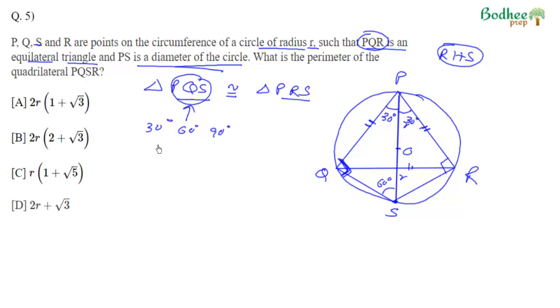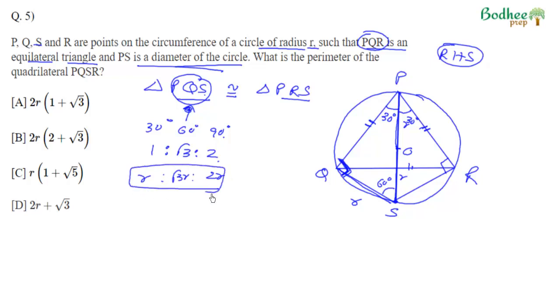And we know that the corresponding sides are in the ratio 1 is to root 3 is to 2, right? The corresponding side for Q, because Q is 90 degrees here, is PS, that is PO and OS, that is 2R. So the corresponding side of 30 degree, that is QS, will be equal to R, right? And the corresponding side will be root 3 R.